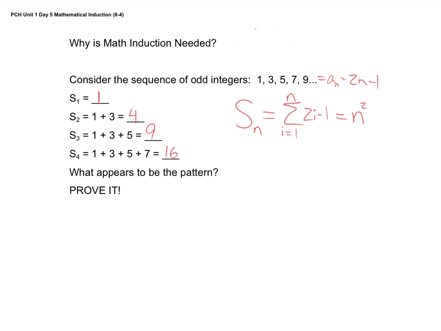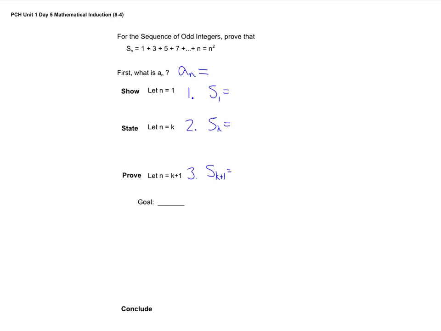But let's prove it. So the first thing that we do, we're proving that S sub n is n squared. So the first thing that we need to do is show that it works when n equals 1. We already said a sub n is 2n minus 1, and we already saw that S sub 1 is 1. Now, does 1 equal 1 squared?